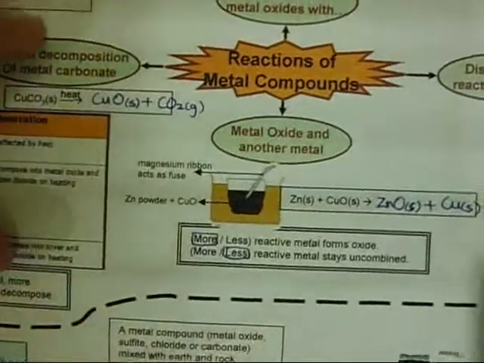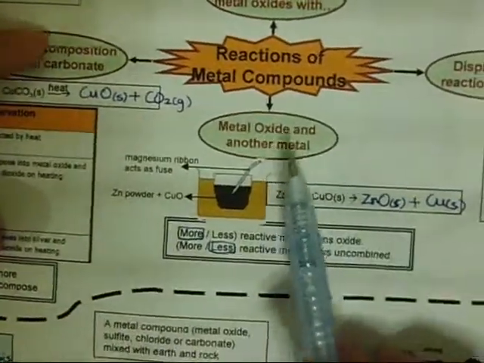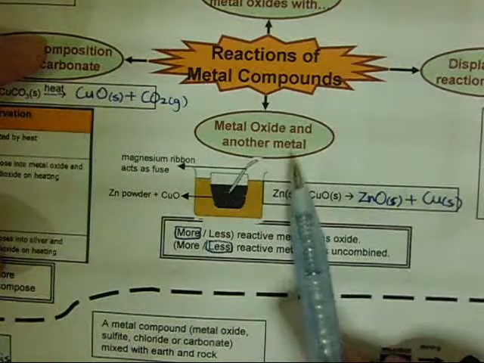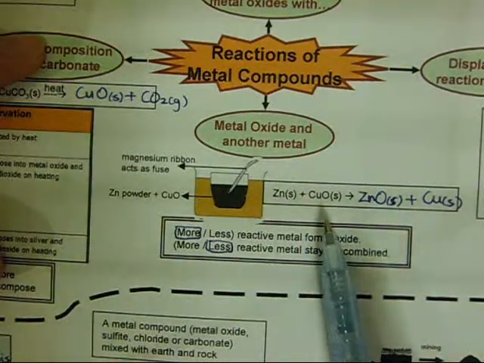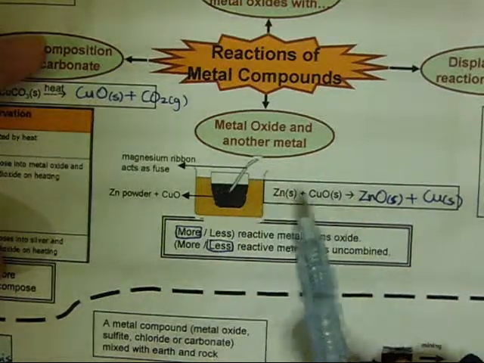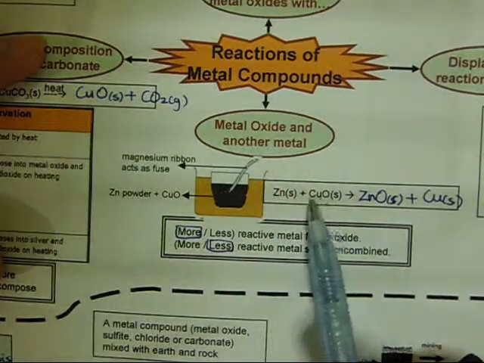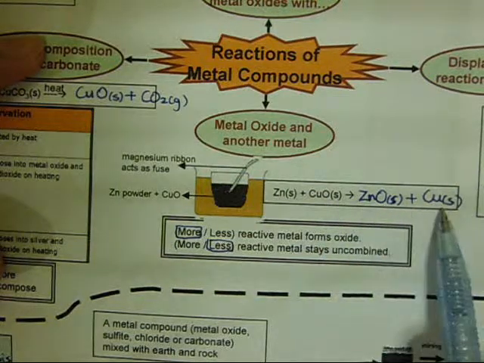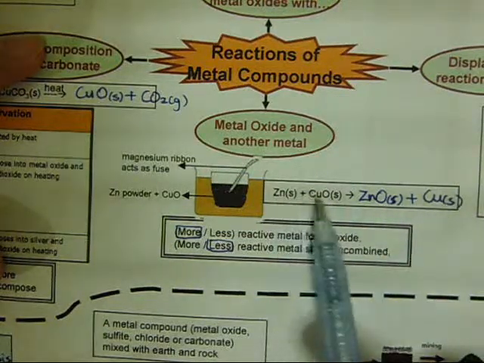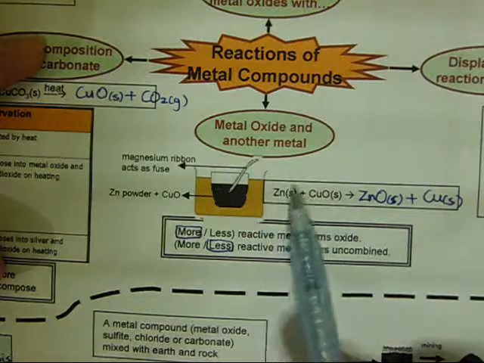Now we look at metal oxide and another metal. The concept is quite similar to the displacement reaction. Same thing, you have two metals, and one of the metals is combined with oxygen. In order to predict the product, you look at which metal is more reactive. In this case, zinc is more reactive.